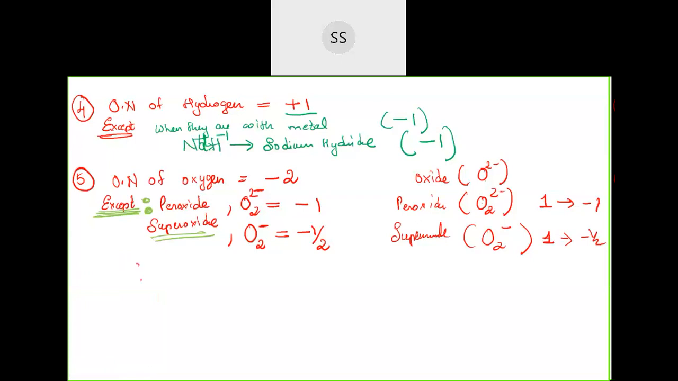So if oxygen is present in company of fluorine, then what will be the oxidation state? Fluorine will be more electronegative, so oxygen has to lose in front of fluorine. In that case, oxygen will carry a plus 2 oxidation state. See, oxygen can also get plus 2 if it is present with a still more dominating element.